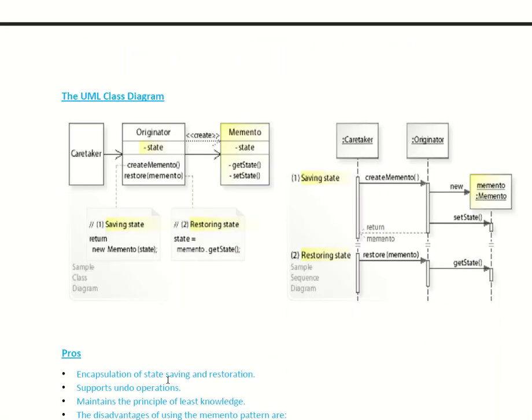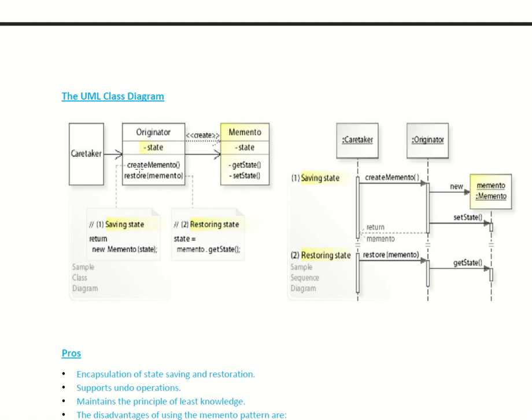So that's the UML class diagram. We have a caretaker object, or our client program. I have an originator which maintains the state. The originator is the one which contains the object for which states need to be maintained or mementos need to be created.